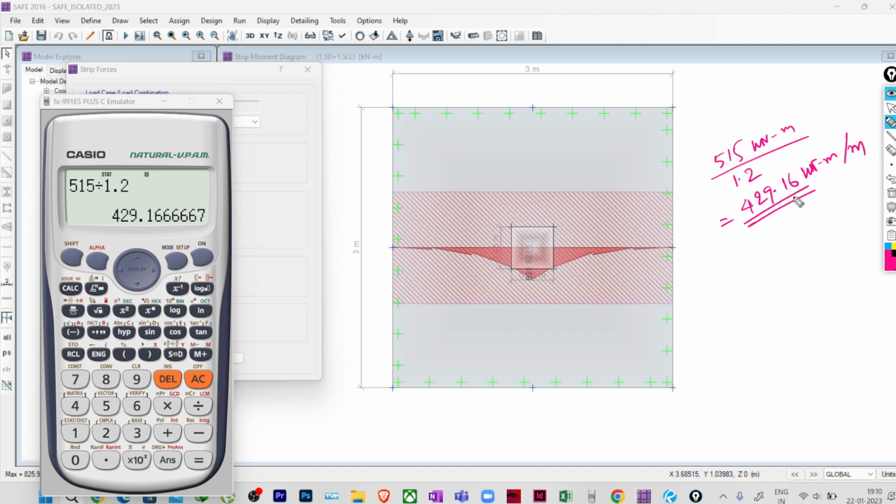So for this, if we provide the reinforcement, how much reinforcement will we be providing? So we know Ast equals 0.5 multiplied by fck by fy, multiplied by 1 minus, I'm doing it here, root under 1 minus 4.6 multiplied by 429.16 multiplied by 10 power 6 divided by fck b d square.